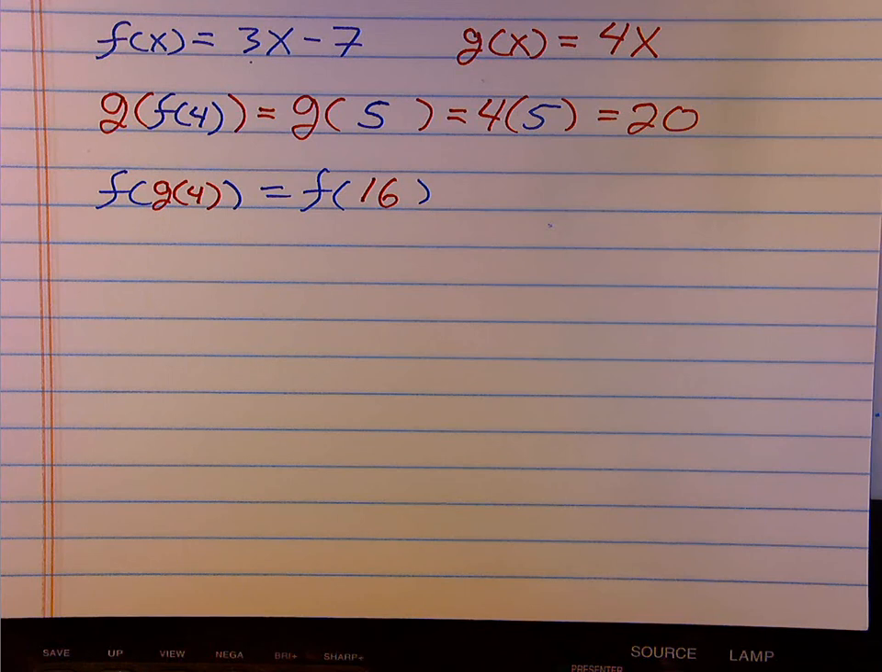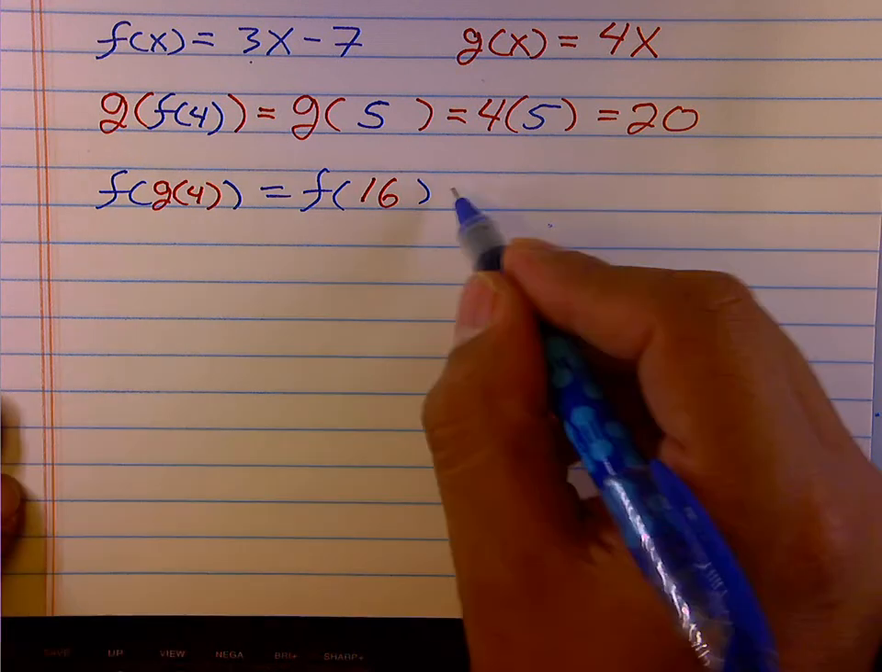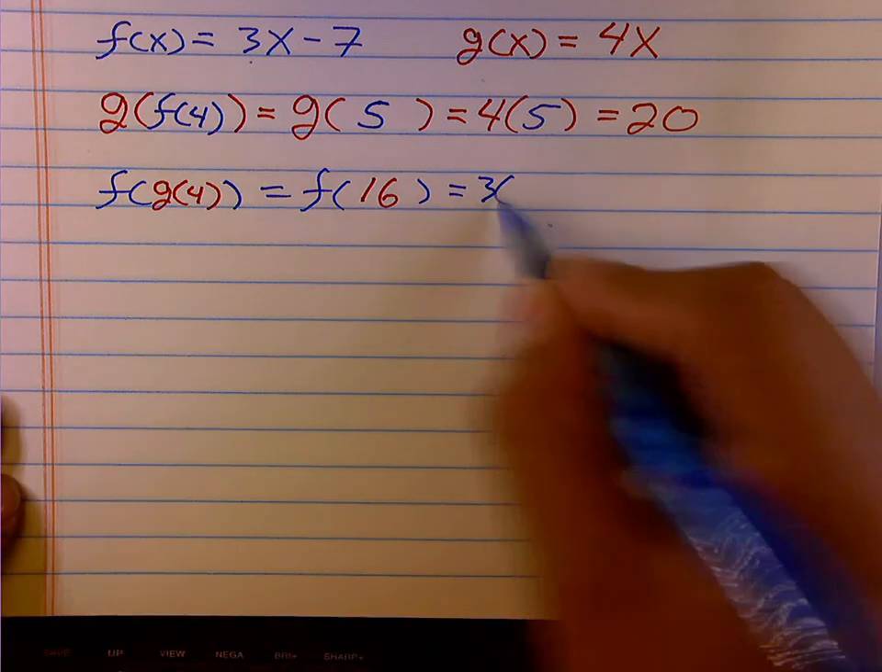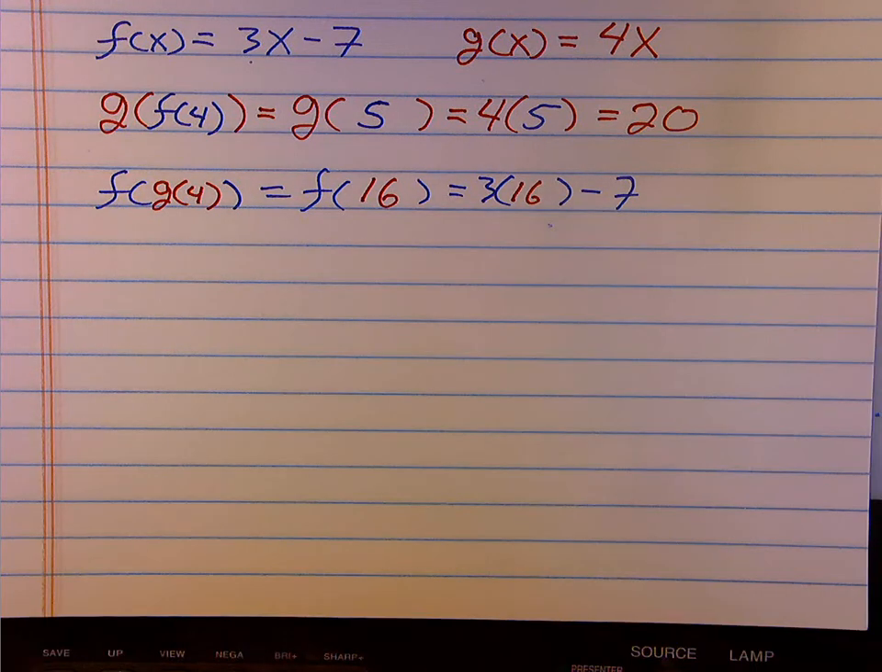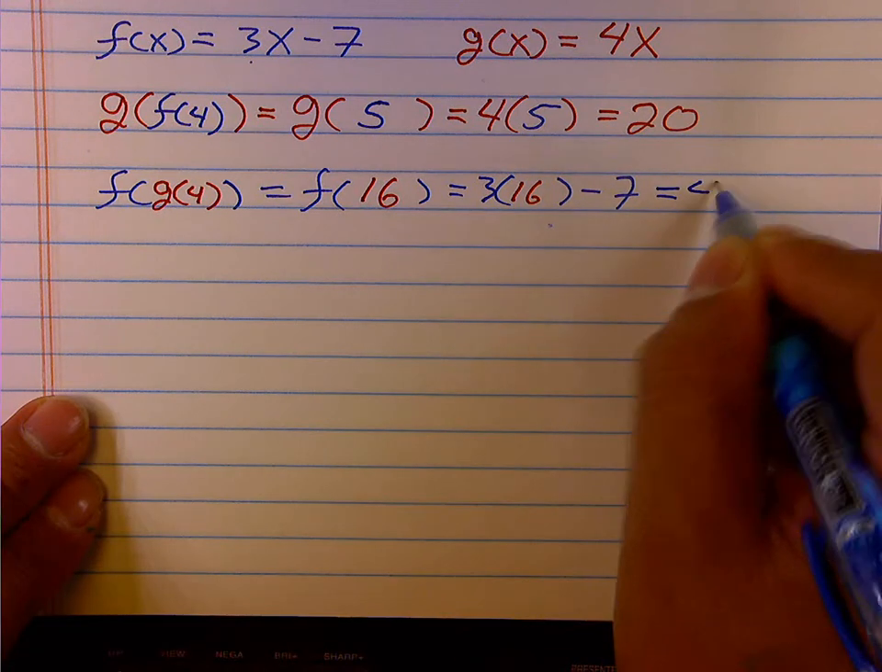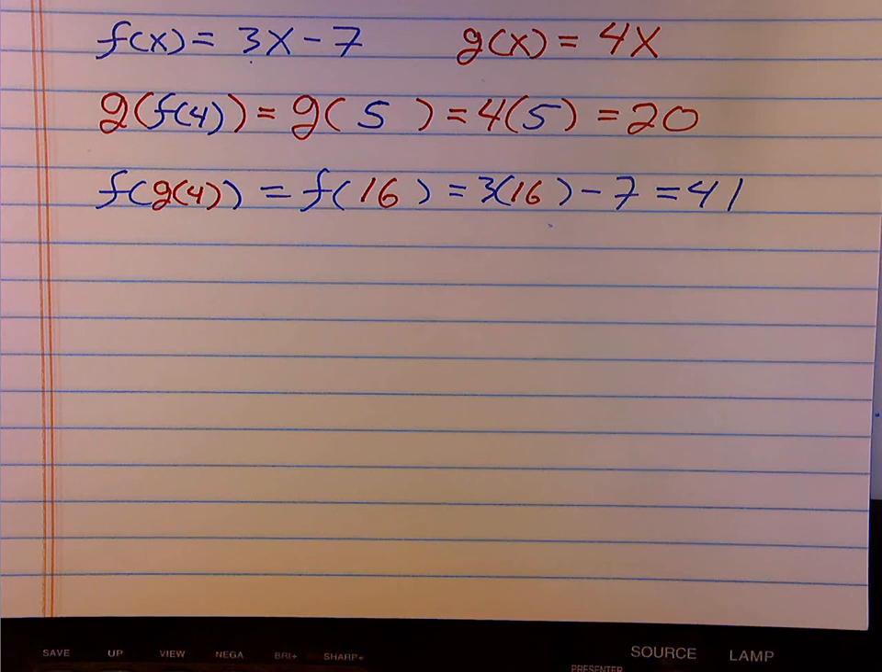Step 1: calculate the output from G. Step 2: plug that into F and calculate its output by taking that input, plugging it in, throwing that in the calculator, minus 7, and it simplifies to 41. So F of G of 4 is 41. So far, so good. Now, I'm going to take it up one more step.